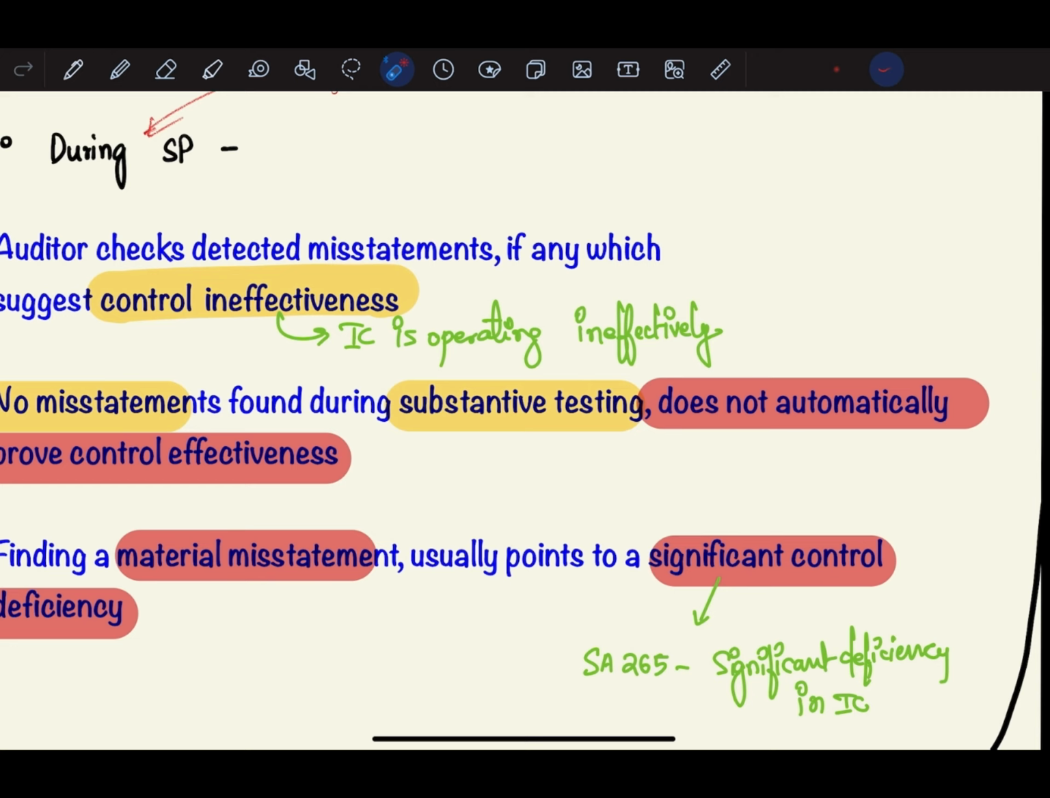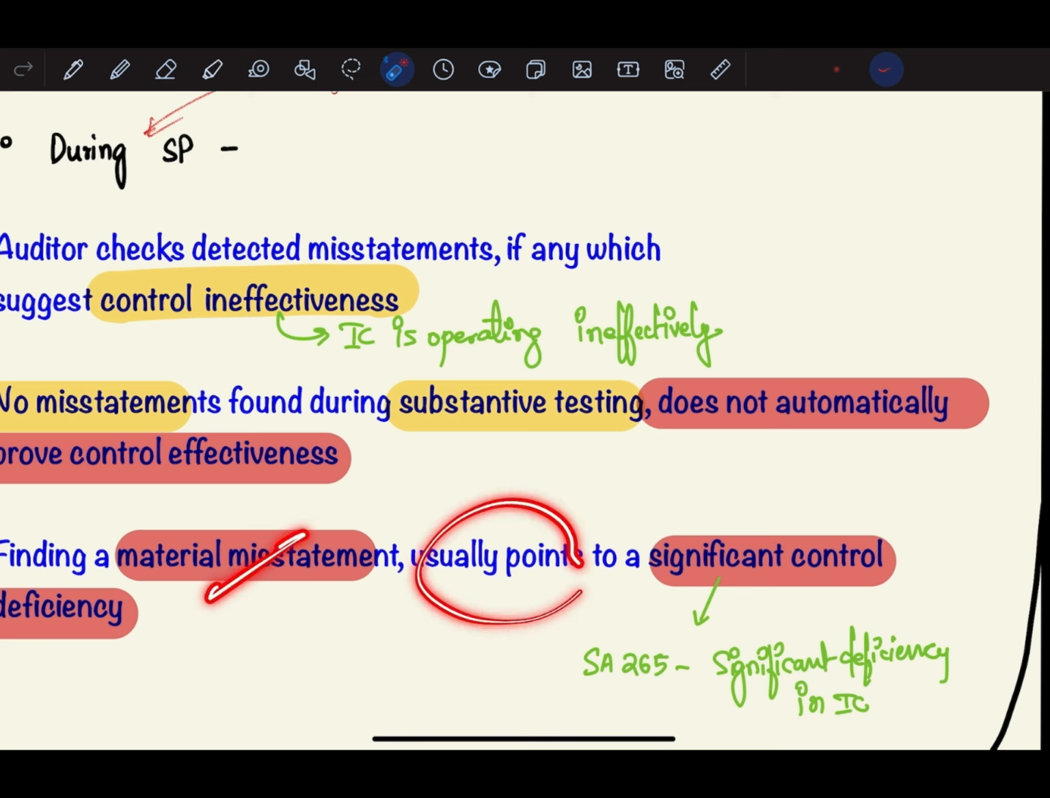Because of the detected misstatement, the detected misstatement is suggesting that the controls are operating ineffectively. If there is no misstatement found during substantive testing, it does not automatically prove control effectiveness. Just because you didn't find any misstatement during the audit, it does not mean that your controls are completely effective. Even if you don't find any evidence, it does not prove that the controls are effective.